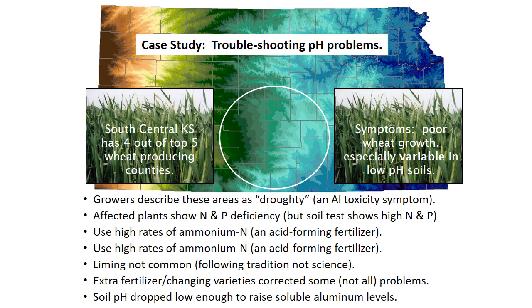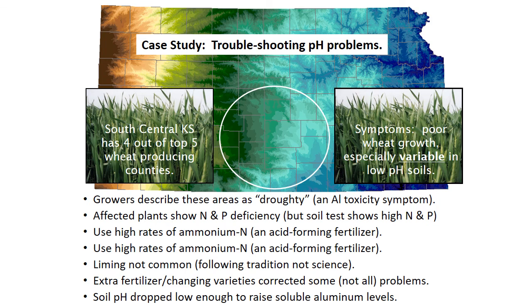And the growers in this area described these conditions as their wheat plants were being droughty. So it looked like they weren't getting enough water, which can be an aluminum toxicity problem or symptom. They also showed nitrogen and phosphorus deficiency, even though the soil test showed that there should have been plenty of available nitrogen and phosphorus. This area was using high rates of ammonium nitrogen, which is an acid-forming fertilizer. And also, just because this region was developed from limestone soils, traditionally there wasn't much limestone added because the soils were neutrally alkaline to begin with.